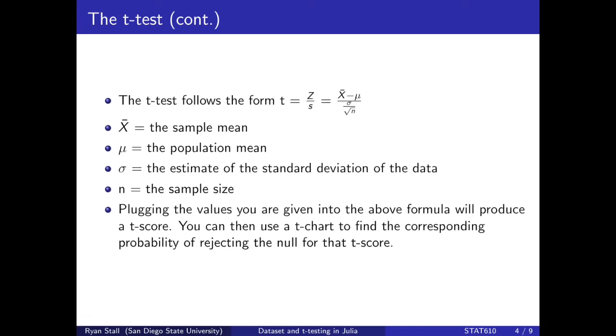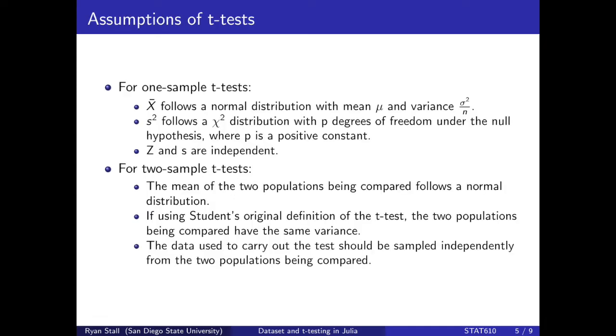The probability of rejecting the null hypothesis for that t-score can be found using a t-chart and finding the corresponding percentage level for the calculated t-score with n minus p degrees of freedom, with p equal to the number of parameters in the test. As Professor Roman has taught us, statistics is all about assumptions. In order for a given statistical test or model to work, we must first take a number of things as given, and t-tests are no exception.